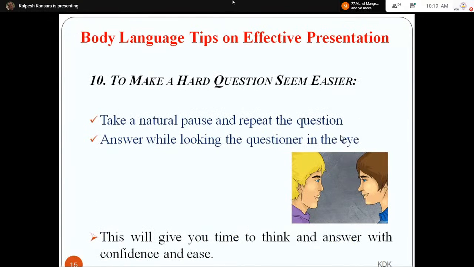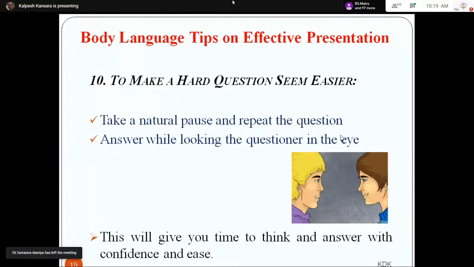And to make a hard question seem easier, see, all these relate to your body language. Besides your script, besides what you are going to speak, right? Take a natural pause and repeat that question to make a hard question seem easier. And answer while looking the questioner in the eye.